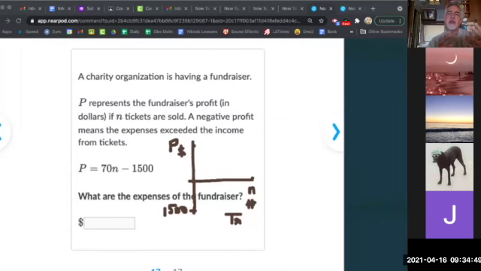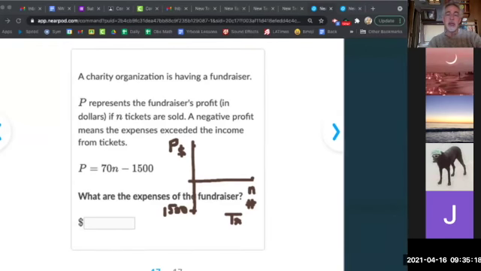A charity organization is having a fundraiser. P represents the profit in dollars after a number of tickets are sold. If it's 0 tickets, then they're going to lose money because there are expenses. So a negative profit means the expenses exceeded the income from the tickets. It's logical, right? If you create an event, it costs money to rent the tables and the dining stuff or whatever, and then nobody comes and nobody gives you any revenue, you'll lose money. You have to pay the expenses.